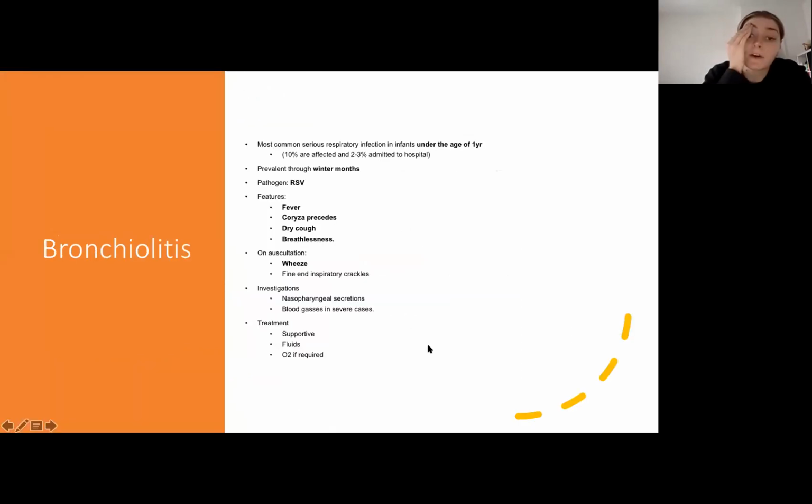Okay, so a little bit about bronchiolitis. It's the most common serious respiratory tract infection in infants under the age of 1. 10% of kids are affected by it, and 2 or 3% are admitted to hospital. It's quite common that you'll see kids with this in the winter. It's most commonly caused by RSV. That's the pathogen you're looking at, the virus. Definitely be aware of that. That's a common exam-style question.